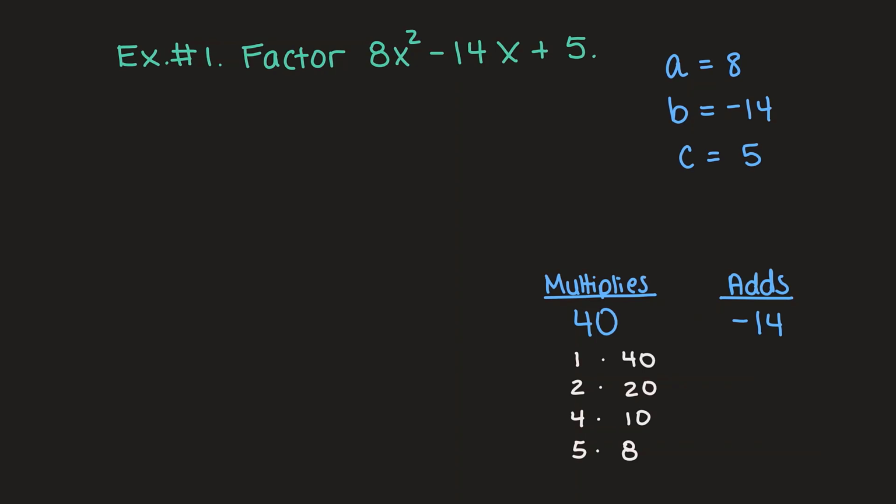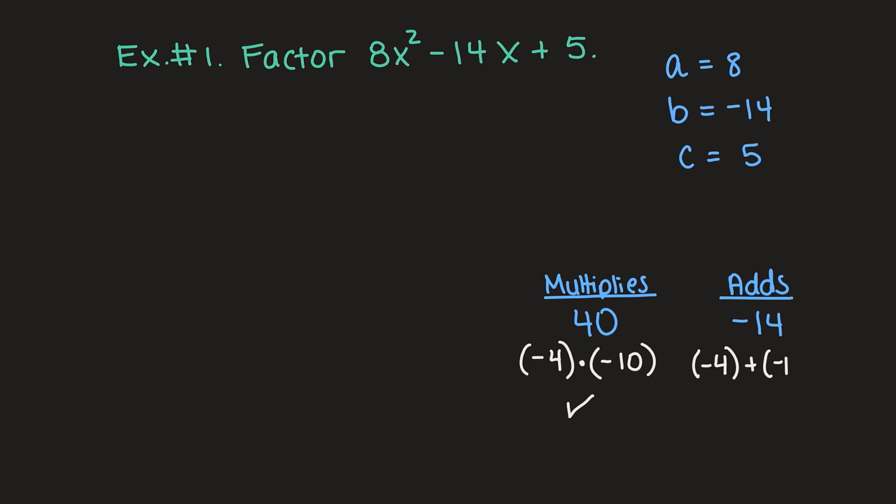It looks like the only combination of factors that may add up to negative 14 is 4 and 10, after we adjust the signs. So in order for it to add to negative 14, both 4 and 10 will have to be negative. So if we multiply negative 4 times negative 10, this gives us positive 40, so this works. And if we add negative 4 plus negative 10, this gives us negative 14, so this also works.